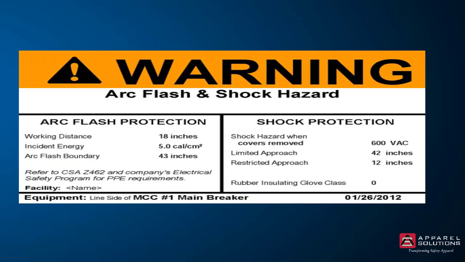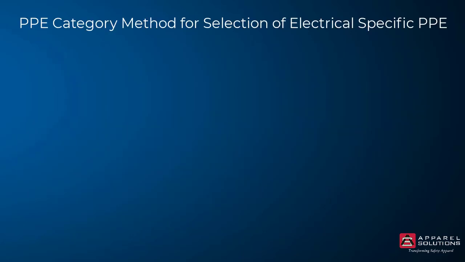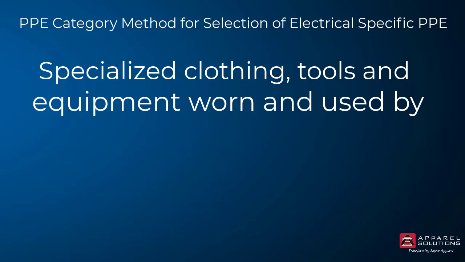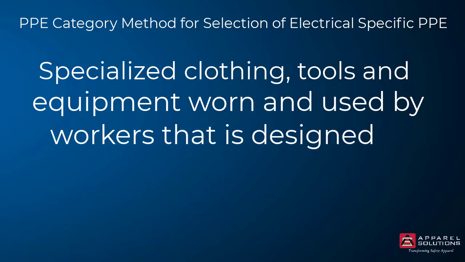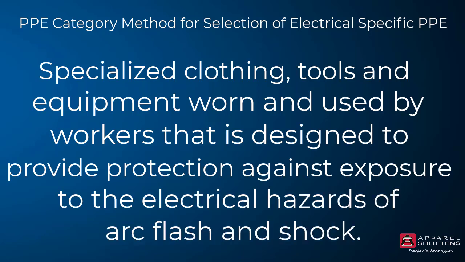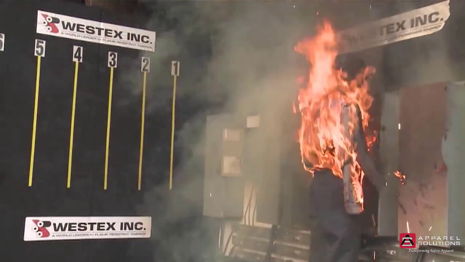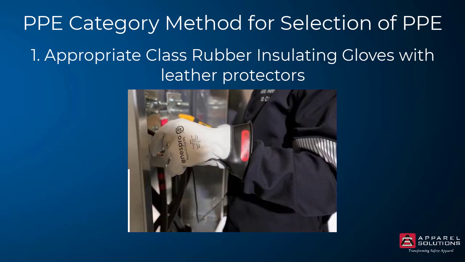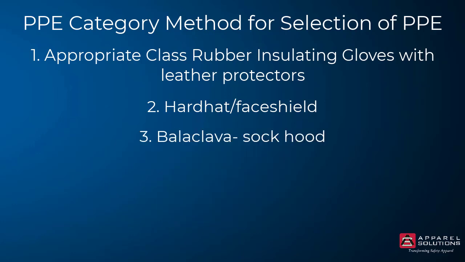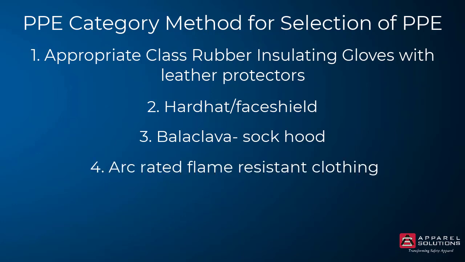As you may already be aware, electrical specific PPE includes specialized clothing, tools, and equipment worn and used by workers that is designed to provide protection against the exposure to the electrical hazards of arc flash and shock. Some examples include the appropriate class rubber insulating gloves with leather protectors, hard hat, face shield, balaclava or sock hood, arc-rated flame-resistant clothing, or the arc flash suit.